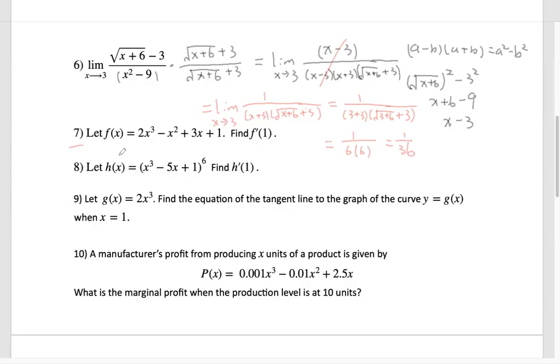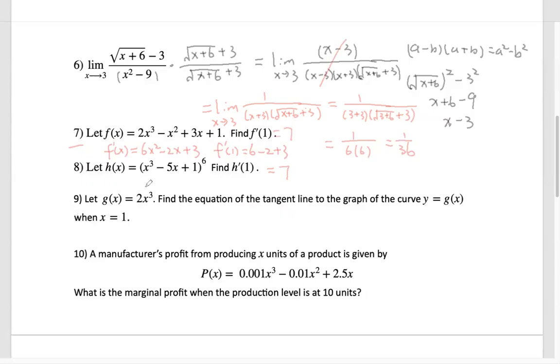Now let's see 7. So we want to find f prime of 1. Now we can use the power rule, right? So the derivative of f, power rule, 6x squared minus 2x plus 3. So we plug in 1 for x. That's 6 times 1 squared minus 2 times 1 plus 3. 6 plus 3, 9. 9 minus 2, 7. Okay, so this equals 7.